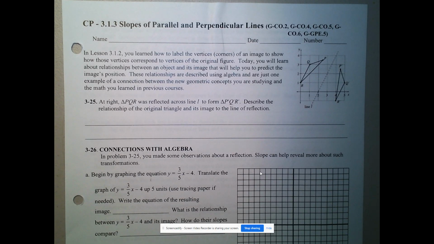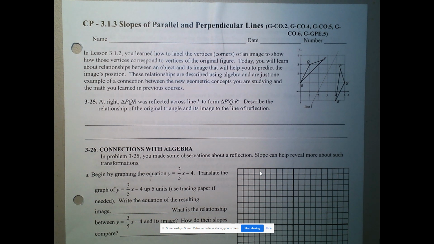In lesson 3.12, you learned how to label the vertices, the corners of an image, to show how those vertices correspond to vertices of the original figure. Today, you will learn about relationships between an object and its image that will help you to predict the image's position. These relationships are described using algebra and are just one example of a connection between the new geometric concepts you're studying and the math you've learned in previous courses. So basically, we're putting some geometry together with some algebra.